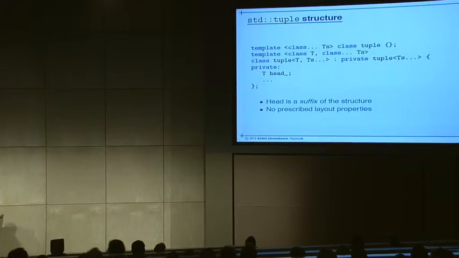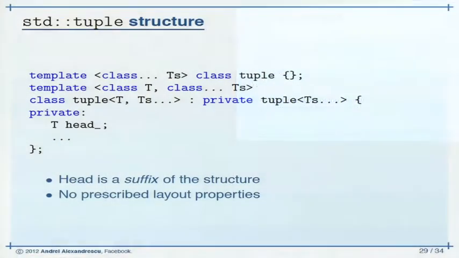So the structure of the tuple is as follows. We define the base case first, and it's template class dot dot dot. As I told you, class and typename are interchangeable. Class... Ts, class tuple does nothing. And so that would be the empty tuple, because the specialization for non-empty type lists goes like this. Template class Head and Tail, T and Ts, right? It says, well, I'm going to define tuple of T and Ts to inherit privately tuple of fewer elements.